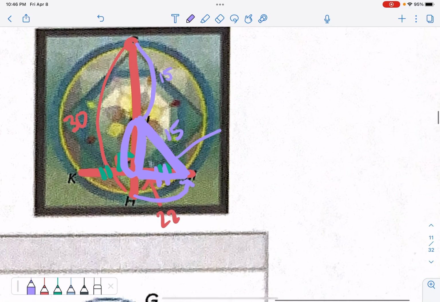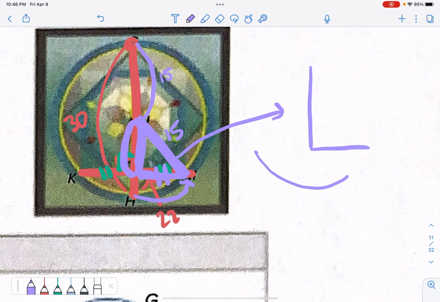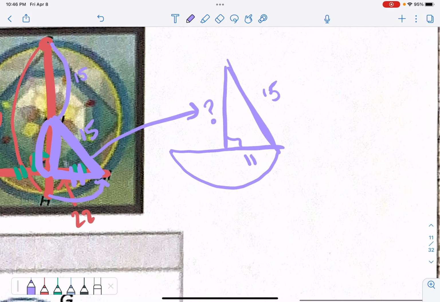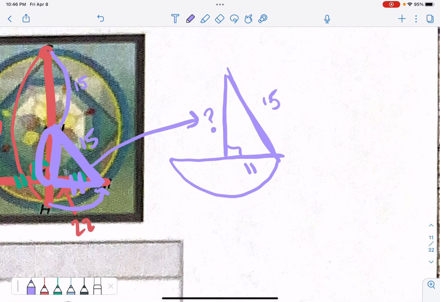I'm going to chunk him out over here so you can see him a little better. So that JL, again, this is that little chord part right here. We're making this into a right triangle. This is a radius, and this is 15, and this is 11, and this is my right angle. So we're trying to find that JL length, and all we do is the Pythagorean theorem from here.